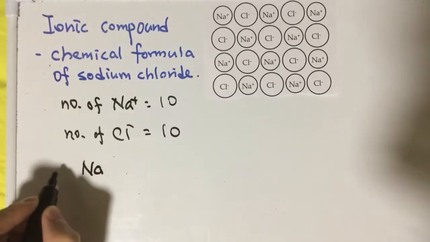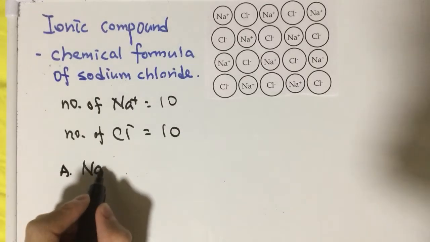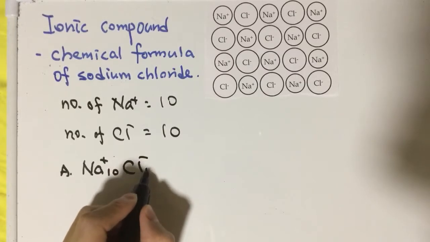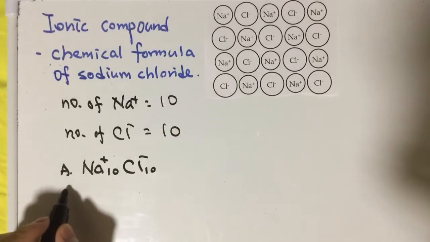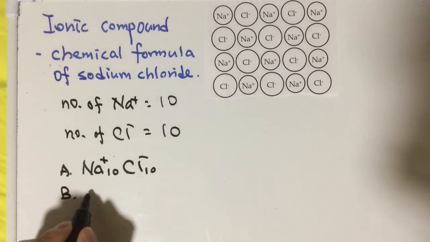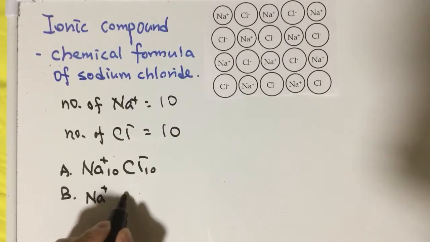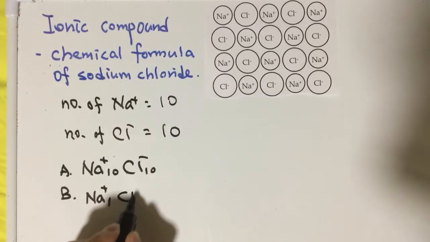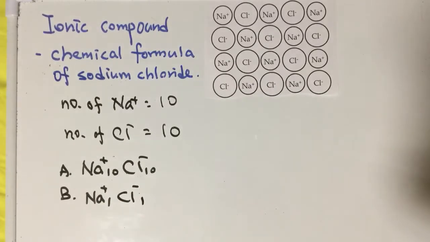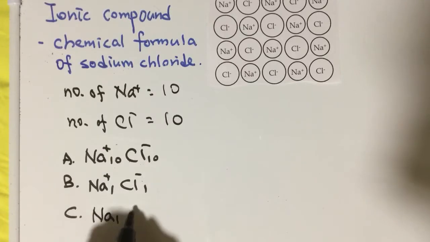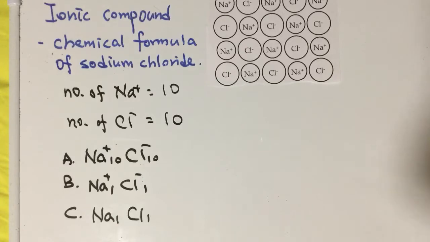I give you some choice. A will be Na plus 10, Cl minus 10. B will be Na plus 1, Cl minus 1. C will be Na 1, Cl 1. So based on these three choices, which one will you pick?